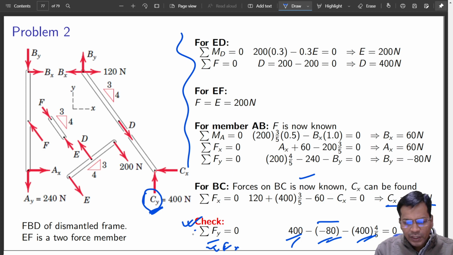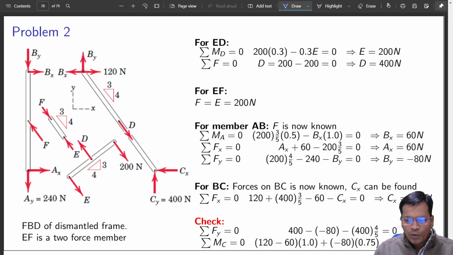Even moment you could have used here. This is a moment done about C. Okay, so Fx is already done. So using Fx, all the unknowns are found out. Now Fy gives me a check, and moment about C gives me a check. So one of them you can do, that should be enough. One of them you should do.